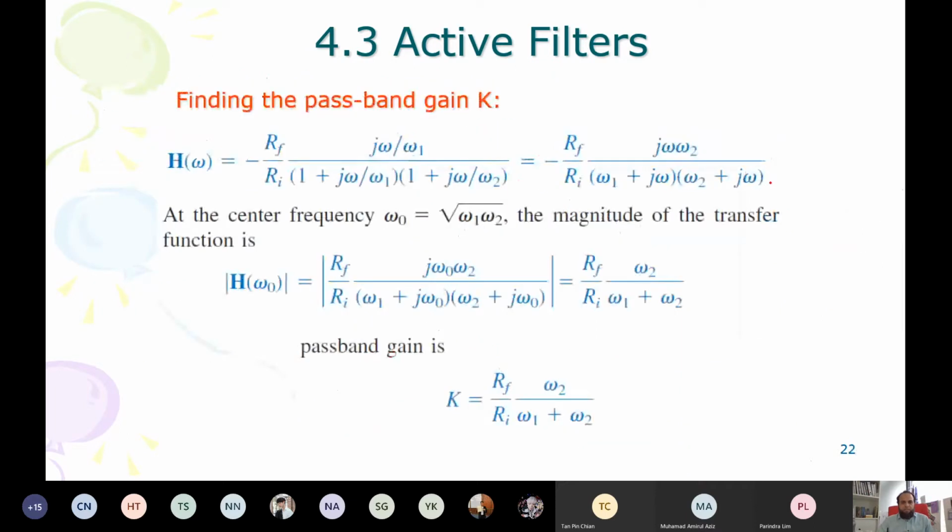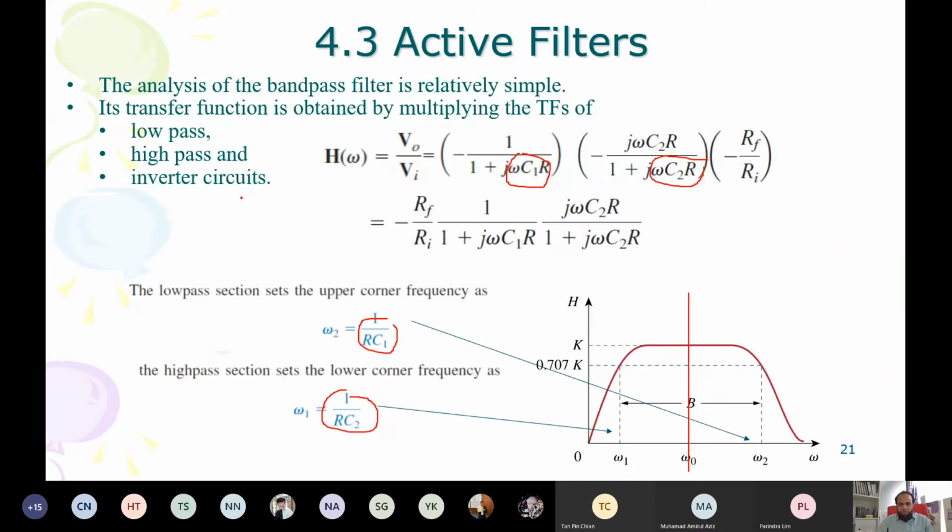All right, how to find the passband gain is to use the center frequency. Remember, I just told you that at omega naught, the magnitude is K. If you want to find this magnitude, it will be at omega naught. This shape could sometimes be maybe like this, but the maximum amplitude is at omega naught frequency, right?